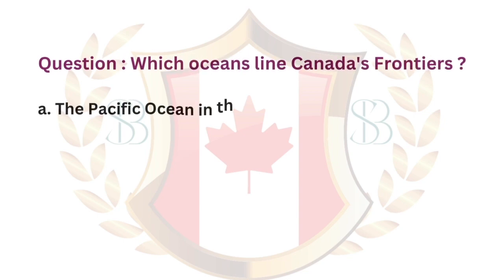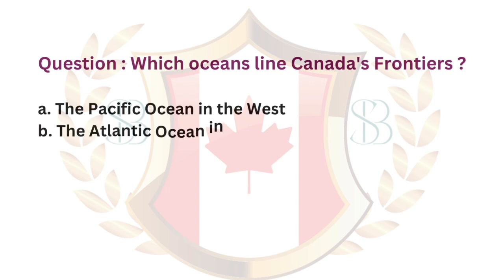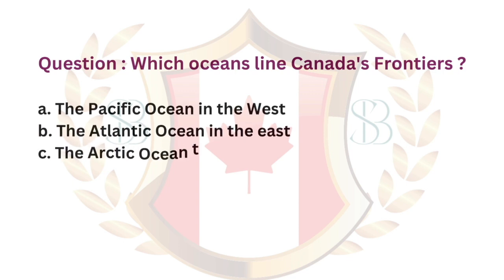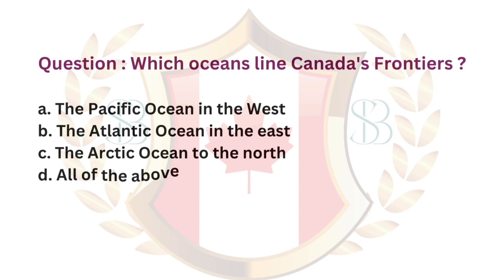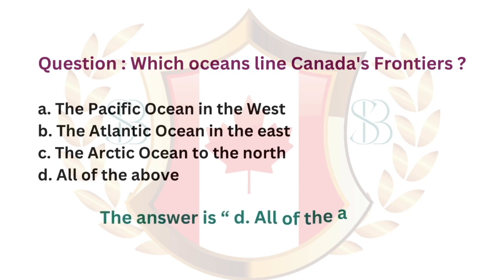Question. Which oceans line Canada's frontiers? A. The Pacific Ocean in the west. B. The Atlantic Ocean in the east. C. The Arctic Ocean to the north. D. All of the above. The answer is D. All of the above.